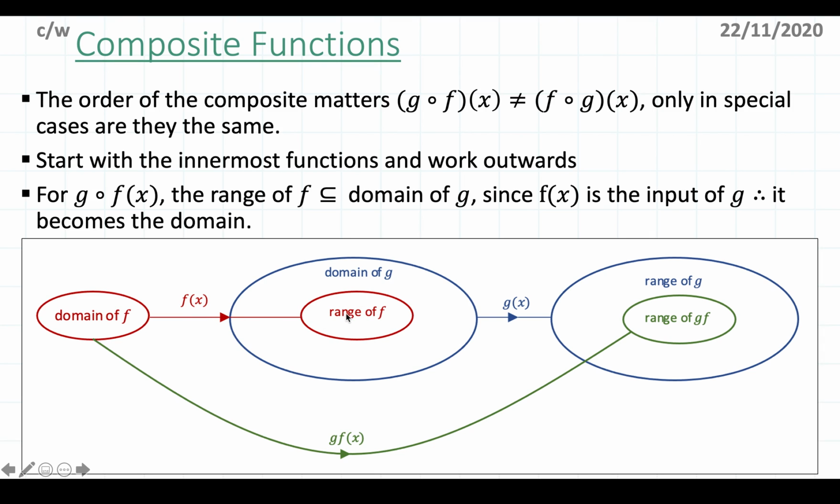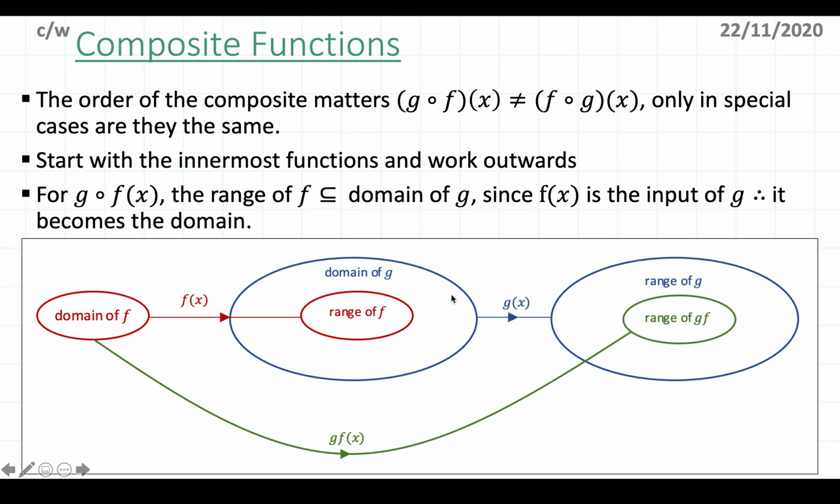Now, this range of f should be within the domain of g, or else I won't be able to compose the answers of f with g. Because remember, the answers of f of x become the input of g. So the output of f becomes the input of g. In formal words, the range of f becomes the domain of g. So the range of f has to exist inside the domain of g, hence why the circle is smaller.